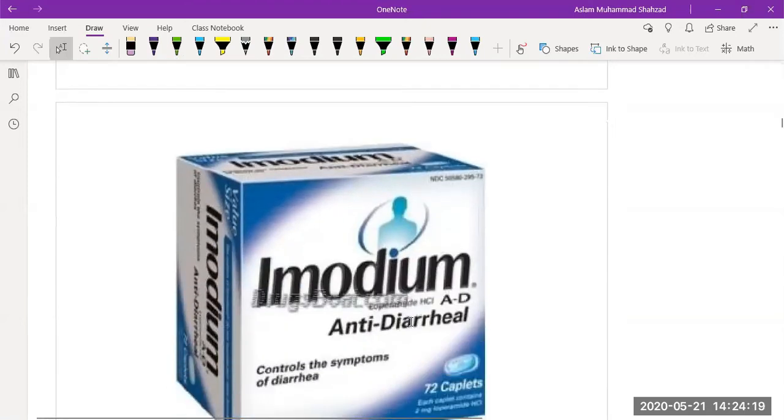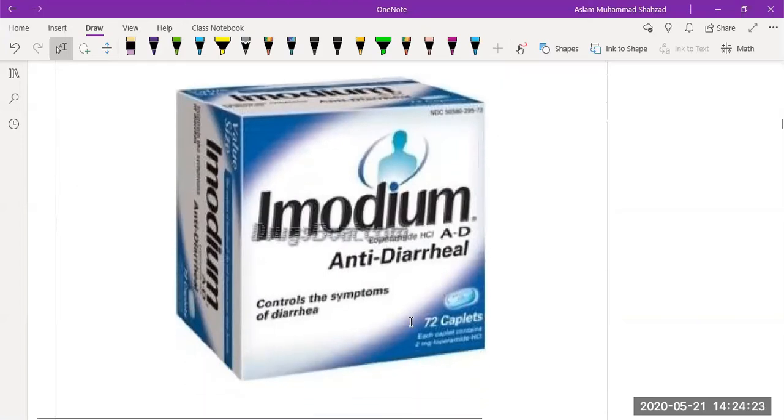Let's discuss some of the drugs that are available. The drug we have is Imodium, which is known as loperamide. The dose for an adult is around 4 to 8 milligrams daily in divided doses, and the dose may be adjusted depending upon the severity, with a maintenance dose of maximum 16 milligrams daily.